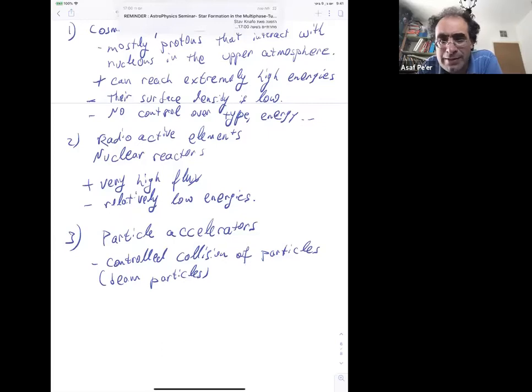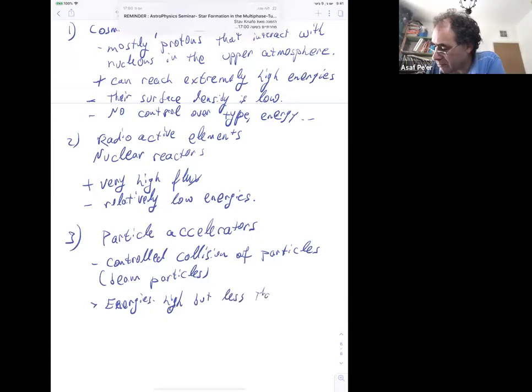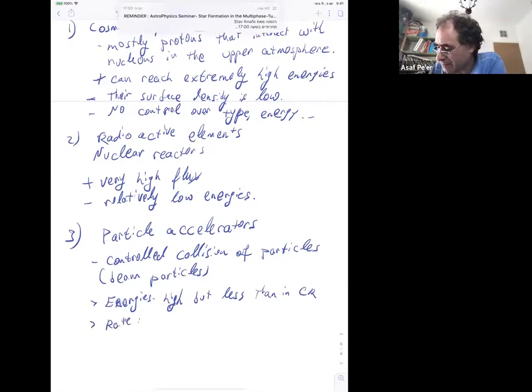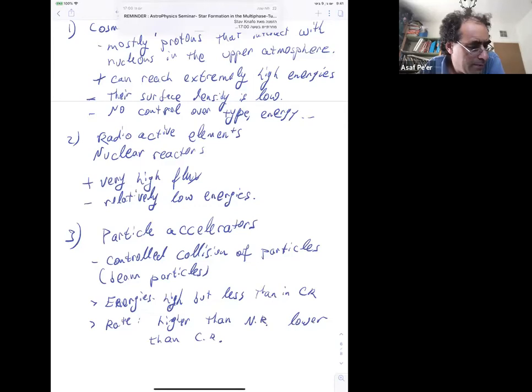So the energies are quite high, but still many orders of magnitude lower than the energies that we are seeing in cosmic rays. The rate of events that we can get is lower than what we get from nuclear reactors, but it's still higher than what we see in cosmic rays. It's somewhere in between: higher than cosmic rays, lower than nuclear reactors. But again, this is technologically dependent, and new technologies are continuously working towards improving that.